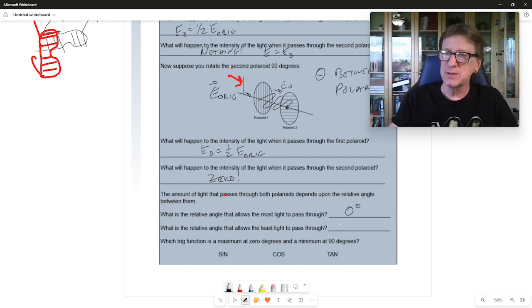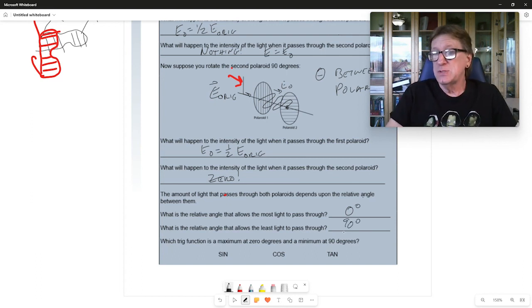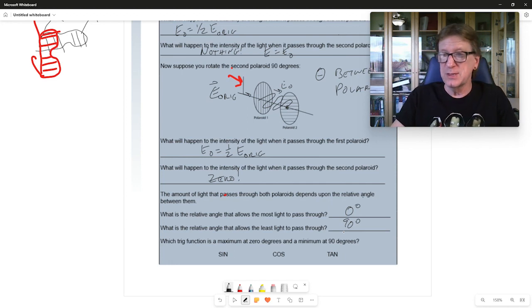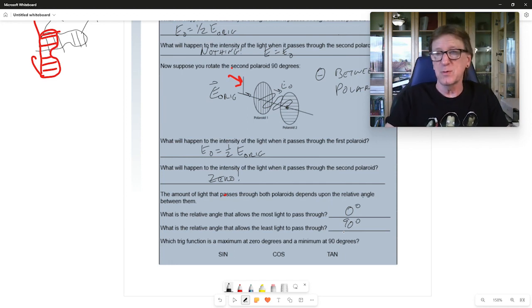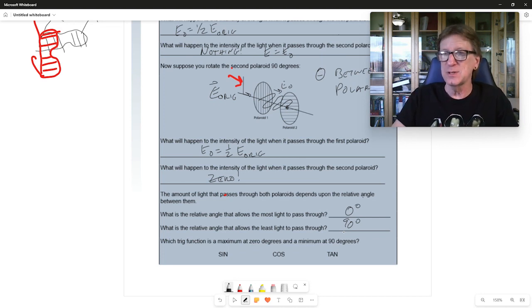So what's the relative angle that allows the least light to pass through? Well, as we saw, that's going to be 90 degrees. And this is what physicists do all the time. We do the experiment, we look at this, and now we say, okay, now I want a mathematical representation of the physical reality with this. And so one of these trig functions would have a maximum at 0 degrees and a minimum at 90 degrees. Which one? Stop and think about it.